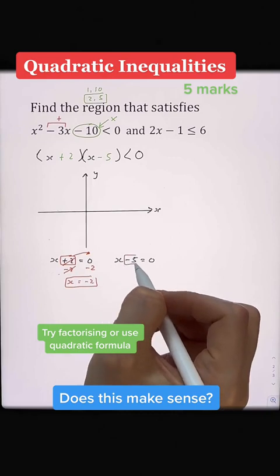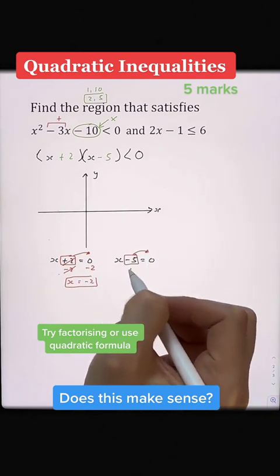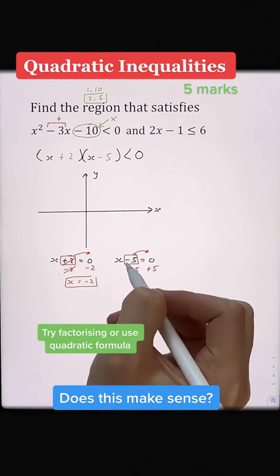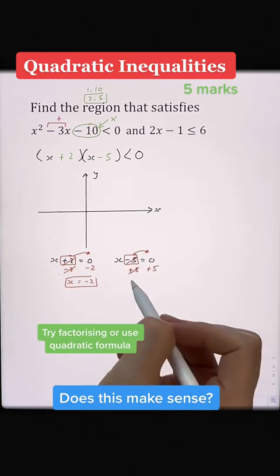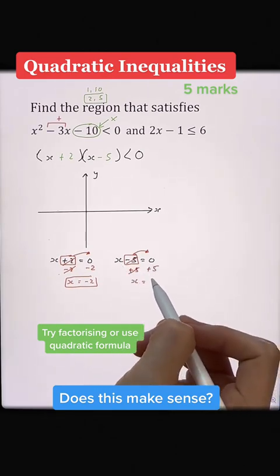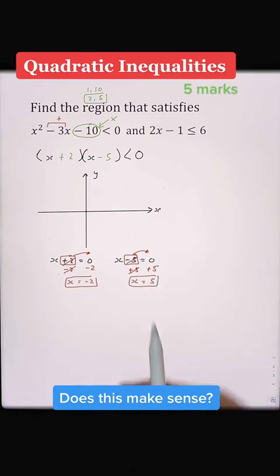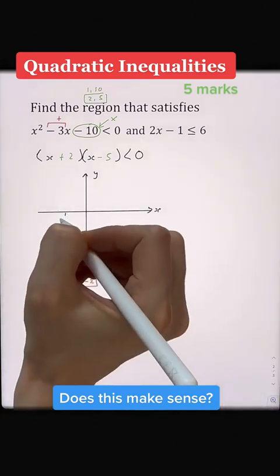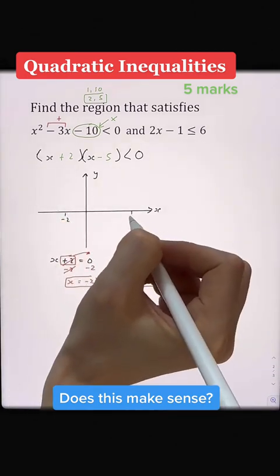Taking my second single bracket, placing equal to 0, in this case, the opposite of negative 5 is to add 5 to both sides. We know negative 5 add 5 will cancel on the left, leaving us just x. And on the right-hand side, 0 add 5 gives us 5. Labelling my 2 roots, I've got negative 2 and positive 5.